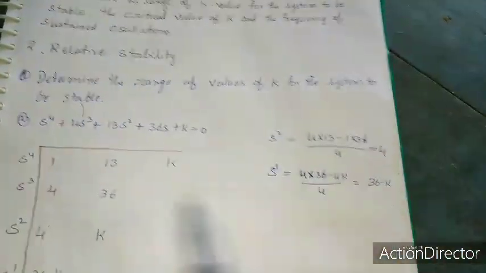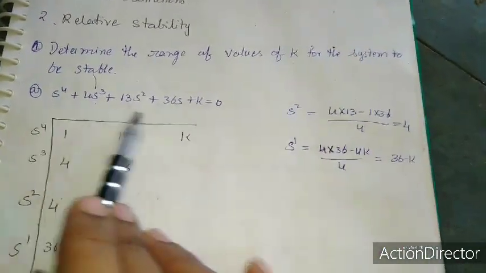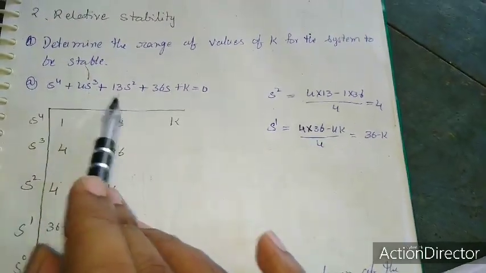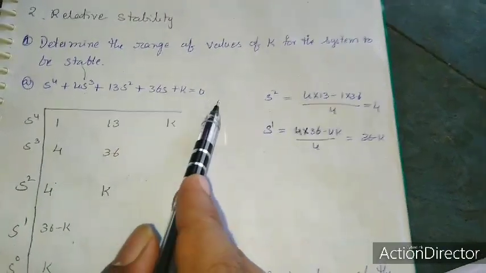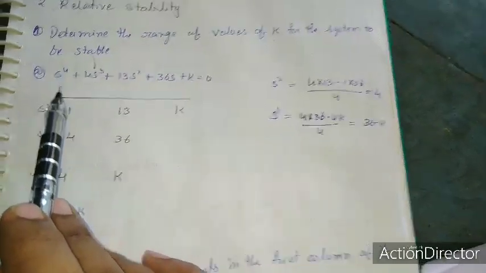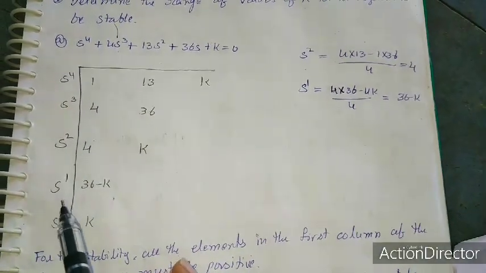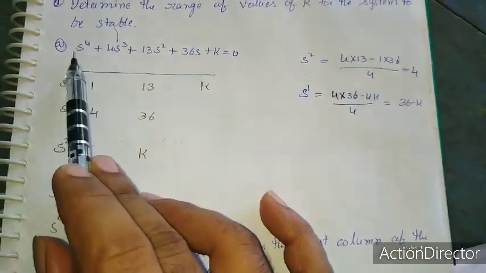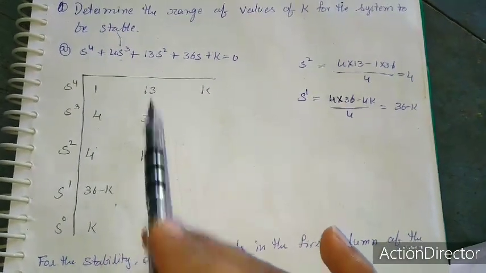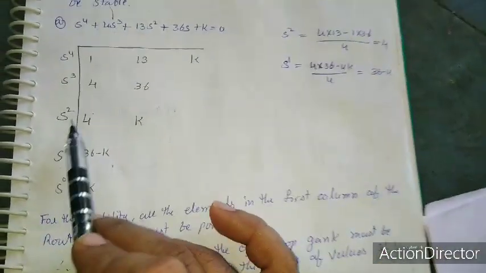First one, determine the range of value of k for the system to be stable. They give a characteristic equation which is a function of k, that is s power 4 plus 4s cube plus 13s square plus 36s plus k equal to 0. So I am constructing the Routh array. Highest power is s power 4. So here it is s power 4, s cube, s square, s power 1, s power 0. S power 4 coefficient is 1, s cube coefficient is 4, s square coefficient is 13, s coefficient is 36, and constant k.